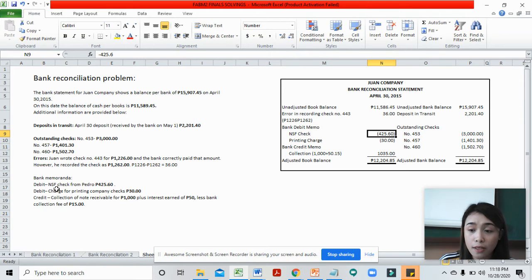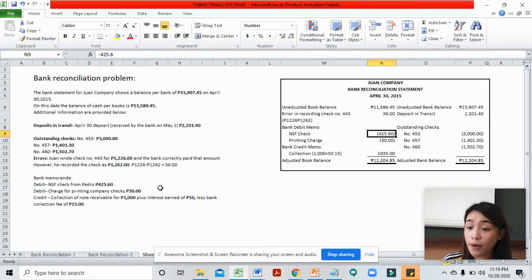For the debit, we have bank memoranda. We have debit memo and credit memo. Under debit memo, we have the NSF. When we say NSF, that is not sufficient fund, an acronym for that one. So the NSF check from Pedro is 425 pesos and 60 cents. Next, we have the charge for printing company checks. We have 30 pesos.